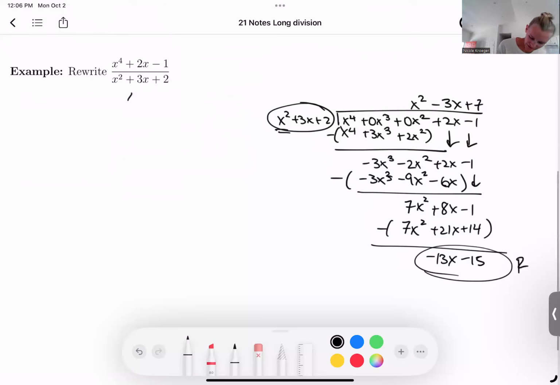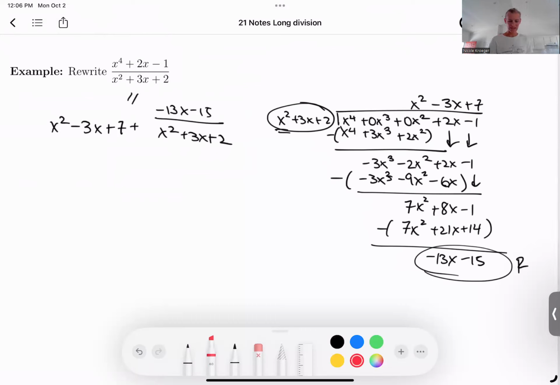And so my original expression is just x squared minus 3x plus 7 plus my remainder, which gets divided by the x squared plus 3x plus 2. Okay. For this one, if we wanted to integrate, we're actually going to need to use partial fractions on this piece. So we'll do examples like this in class because they can get kind of messy.